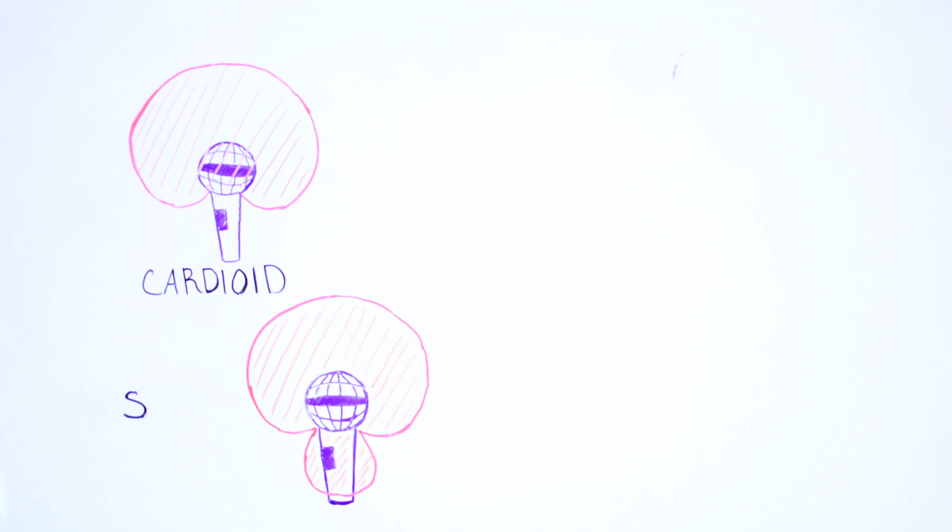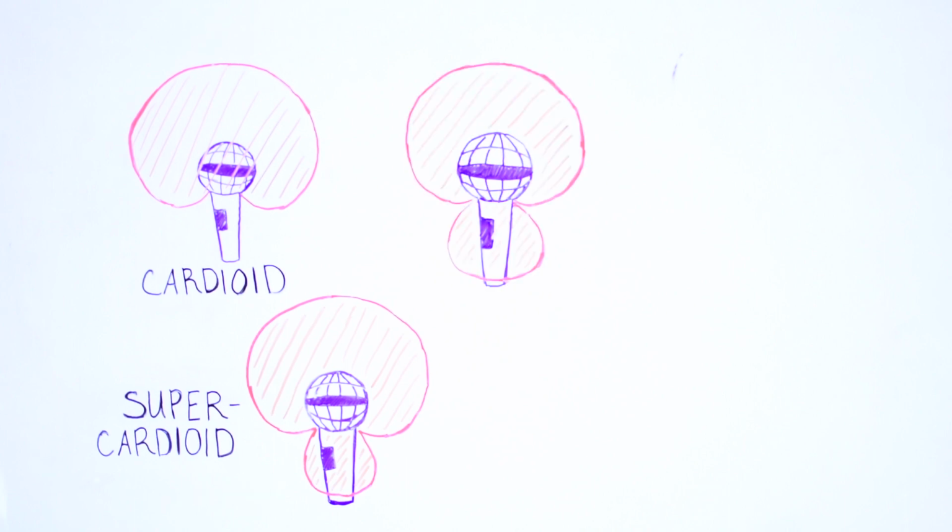Supercardioid has a pattern that is tighter than a cardioid pickup pattern. It rejects more from the sides, but it picks up a small amount from the rear. Hypercardioid is the tightest pickup pattern of all. It provides the most isolation for any instrument and excludes virtually the whole environment except for a small amount of sound from the rear.